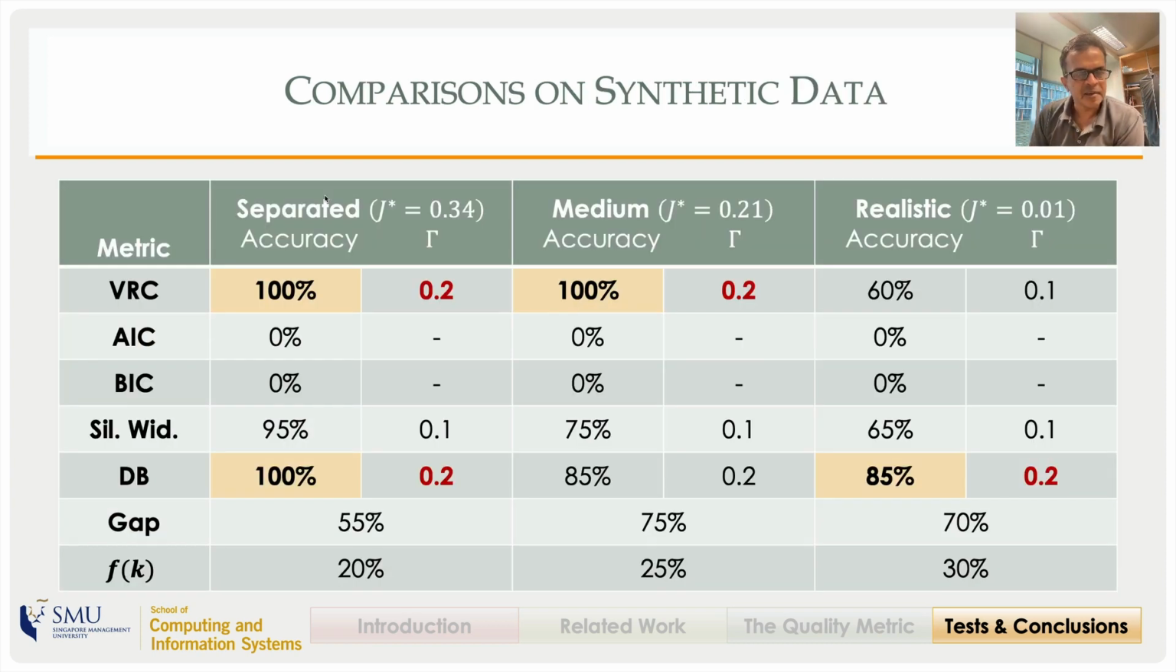Now, looking at the synthetic data first, where we have the number of generated clusters, and we're trying to see the fraction of the times different metrics detect the right number of clusters. Turns out that VRC does it 100% of the time when clusters are well separated, and about 60% of the time in realistic clusters. Davies-Bouldin does fairly well in realistic clusters, easily comparable to VRC. But Davies-Bouldin has this problem that it's not easy to describe it to our undergraduate students.